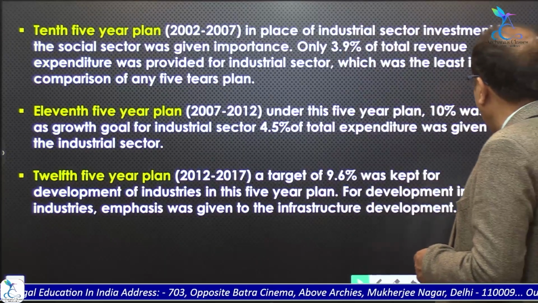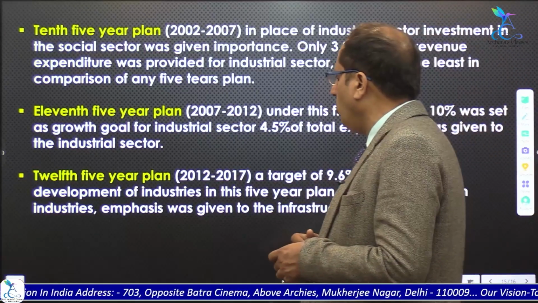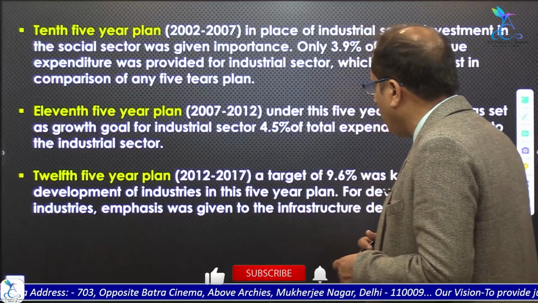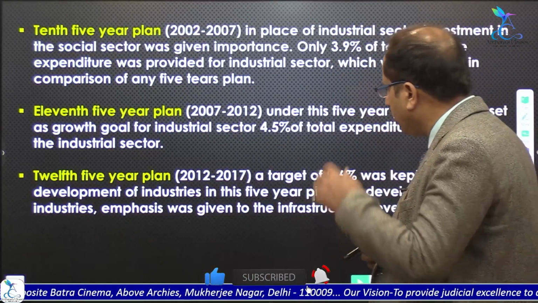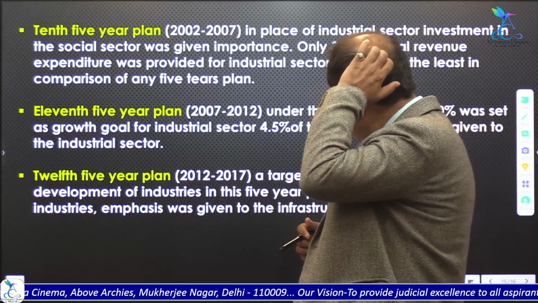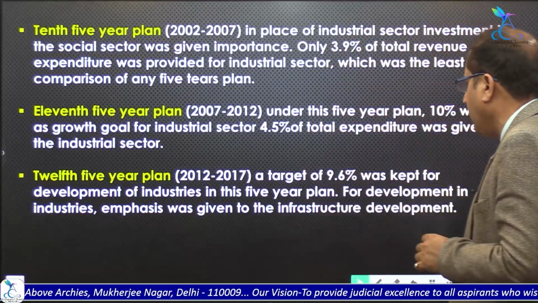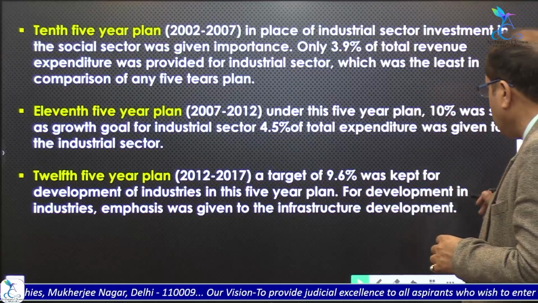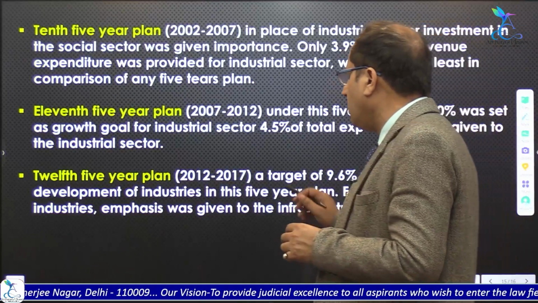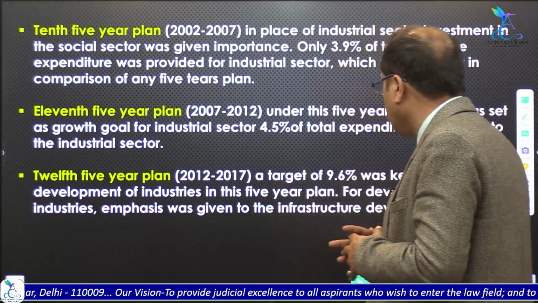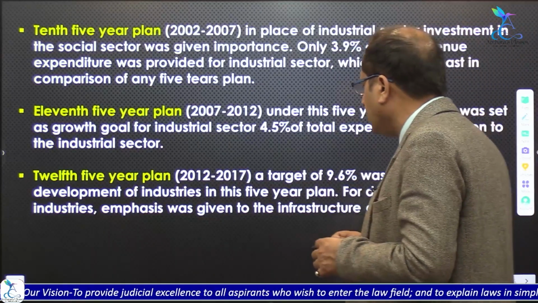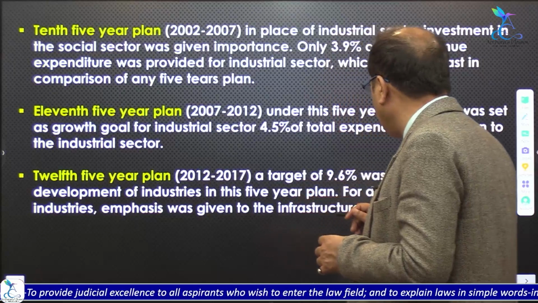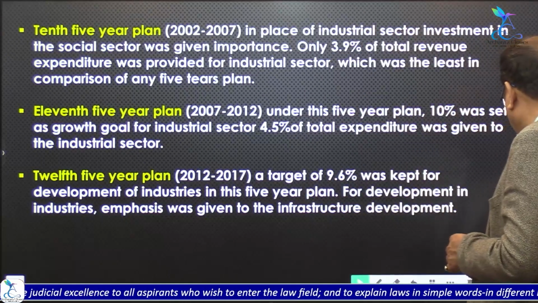Eleventh five-year plan, 2007 to 12. Under this five-year plan, 10 percent was the growth goal for the industrial sector. 4.5 percent of total expenditure was given to the industrial sector. Twelfth five-year plan, 2012 to 17. A target of 9.6 percent was kept for the development of industries. In this five-year plan, for development in industries, emphasis was given to infrastructure development.